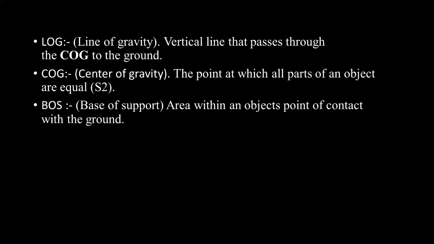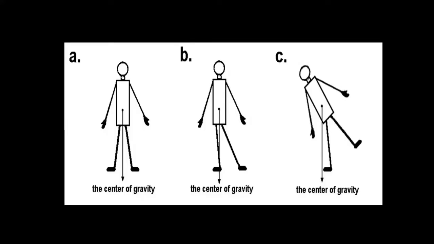You can see here, diagram A is showing the center of gravity and how it falls within the base of support. If the line of gravity is falling within the base of support, the person is going to be very stable. Otherwise, if the line of gravity is falling away from the base of support, the person becomes very unstable.